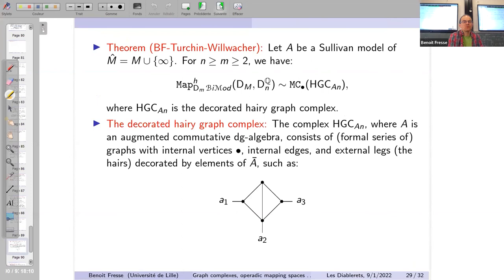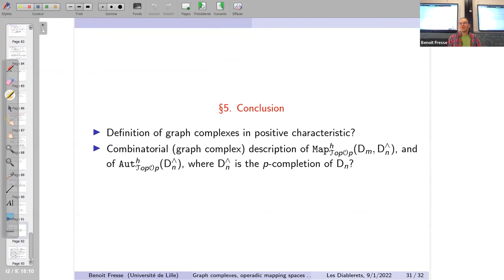To conclude, this is over the rationals. The remaining questions are what would be the generalizations of graph complexes in positive characteristics, and would we be able to get such combinatorial graph complex descriptions of the operadic mapping spaces mod p. Okay, so thank you for your attention.